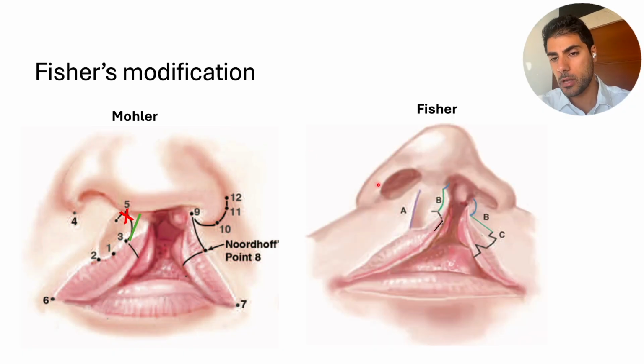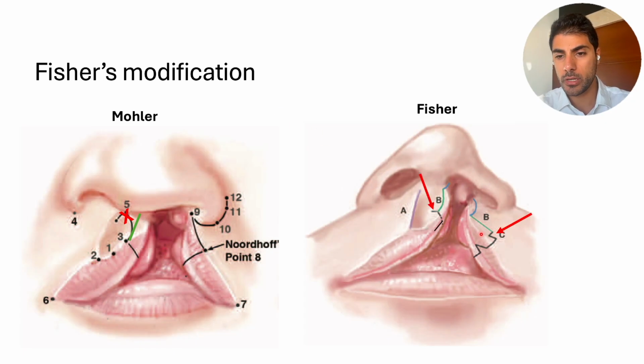And so this is, in general, Fisher's modification and Fisher's markings. So we can see what he did. He mainly got rid of the rotational incision, so we no longer have an incision crossing the columella, the philtrum, or even going into the columella. And we can see the addition of two triangles. We have the C triangle and we have Nordhoff's triangle, and I will explain the significance of each.